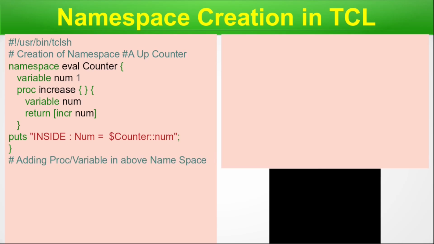Adding a proc or variable in the above namespace. So we have closed the namespace, but we still want to operate from another part of the code. Say this may not be the immediate part or immediate line. It may be sometimes later on. In that case, how do we write it?